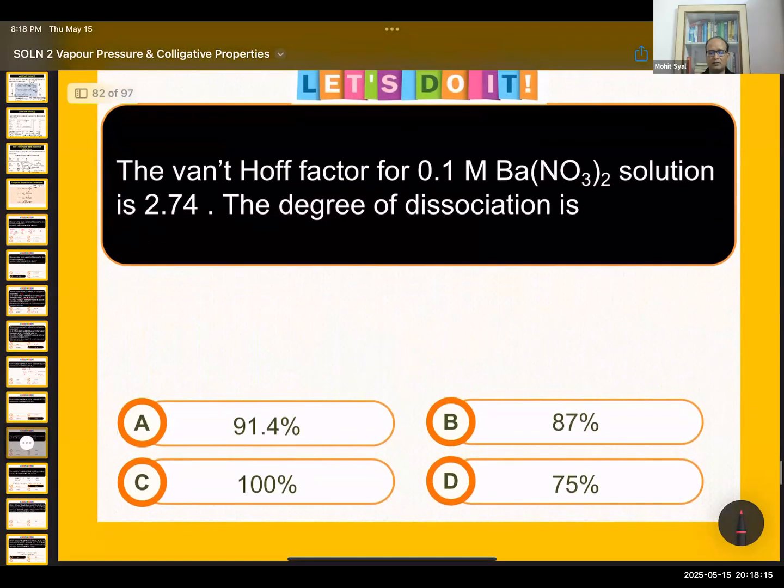So let's do this question. All of you should try this. Barium nitrate. They have given the van't Hoff factor i. So you need to write clearly in your board examination. Then only you are going to get full marks.